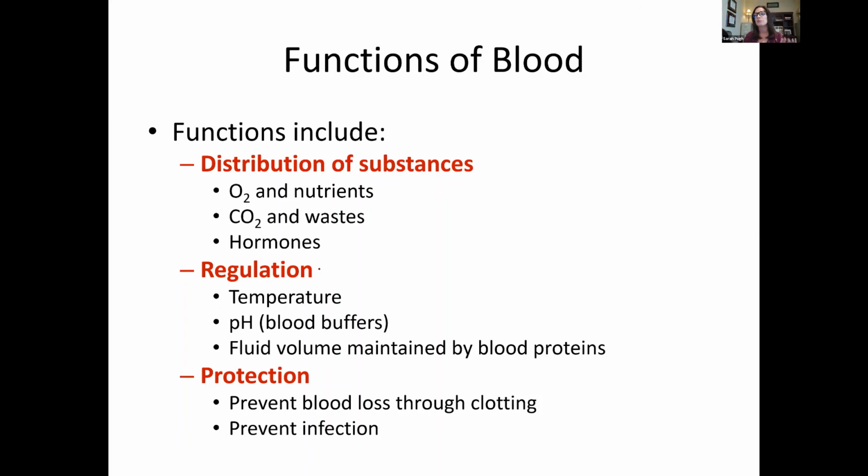Your blood is great at protection, right? We've mentioned white blood cells, how they help with immunity, so they prevent infection. But also, we may not think about blood clotting as a protective mechanism. If your blood can't clot, then you would lose too much blood. So blood clotting is incredibly important.